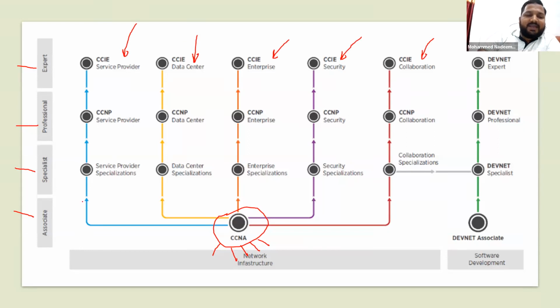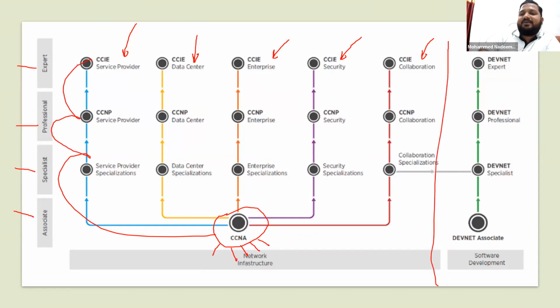So a candidate can start from CCNA, become a specialist, become a professional, become an expert in that technology. Similarly, they have a parallel track. Nowadays coding is everywhere. So in DevNet, you can become a DevNet specialist, professional, and DevNet expert as well. There you will use Python, Ansible, code to build a network. That is another discussion, so we are not looking into this. Let's look at this place.